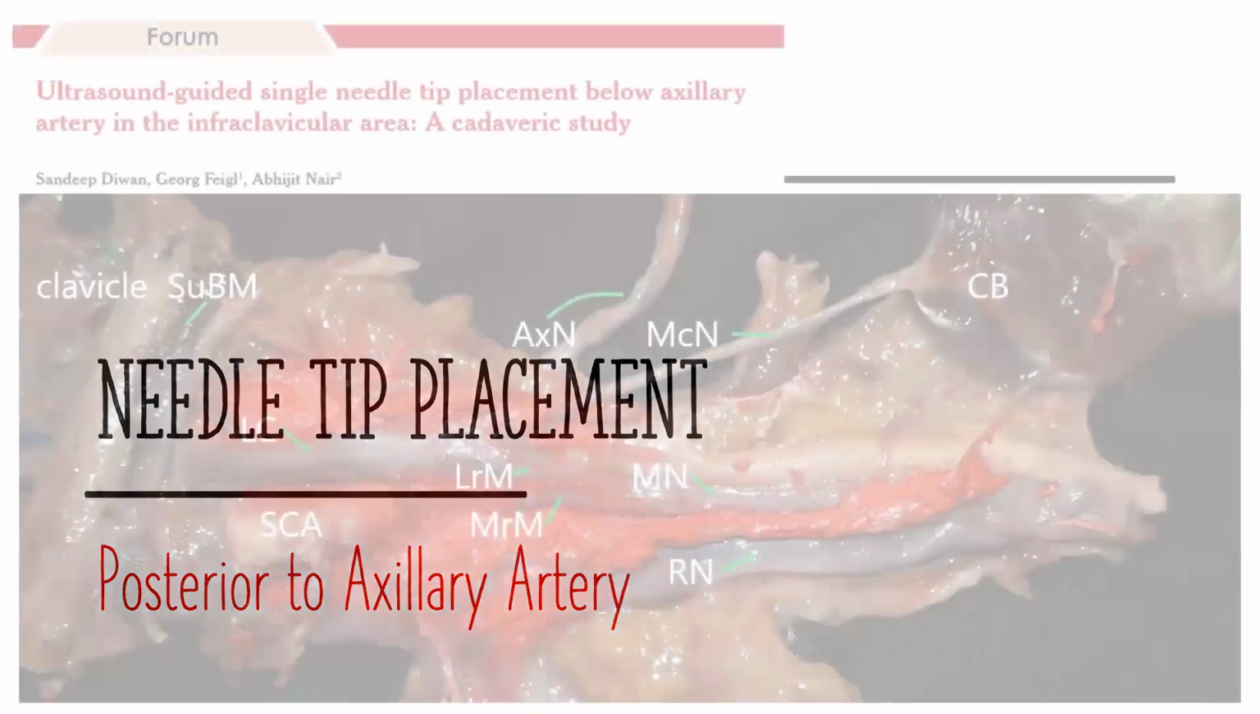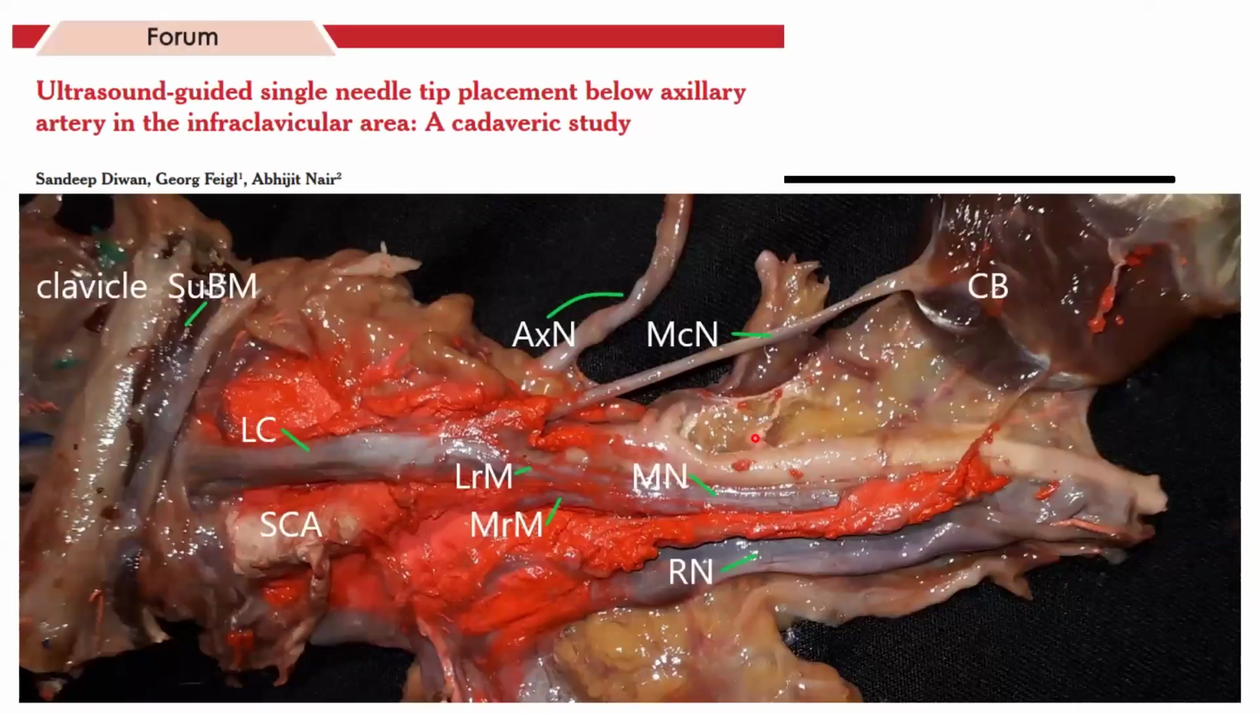So needle tip placement is posterior to the axillary artery. Now we published an article where we injected posterior to the artery as was demonstrated earlier, and we found that it stains everything: the lateral cord, the lateral root of median, the medial root of median forming the median nerve, the radial nerve, the lateral cord giving the musculocutaneous nerve, the axillary nerve arising from the posterior cord. So all were stained with this. So a single injection has stained all these: lateral cord, posterior cord, and the medial cord.